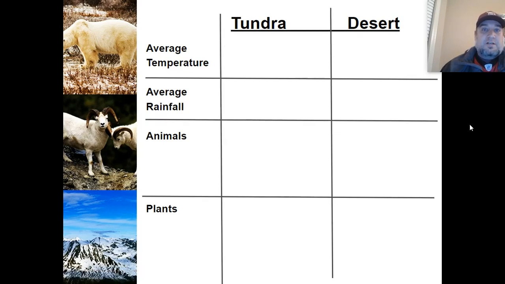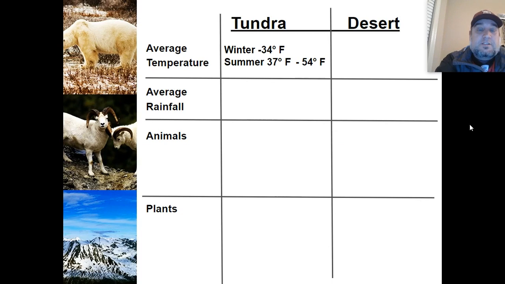So let's talk temperature. Tundra: cold, right? In the winters, negative 34 degrees Fahrenheit. Crazy cold, colder than you can even understand, right?